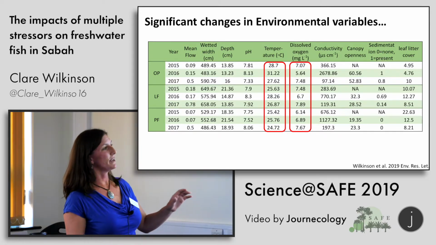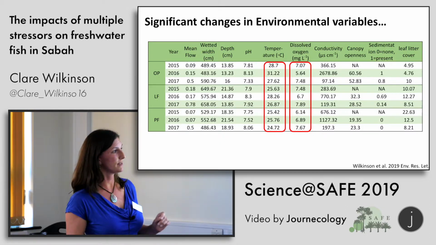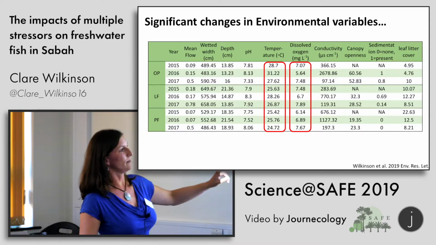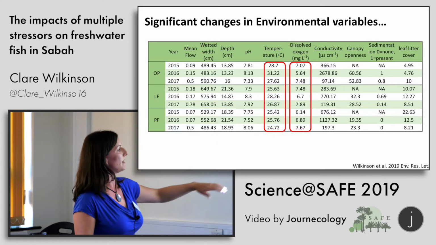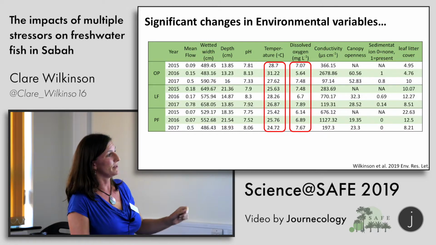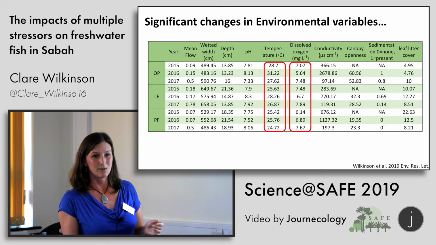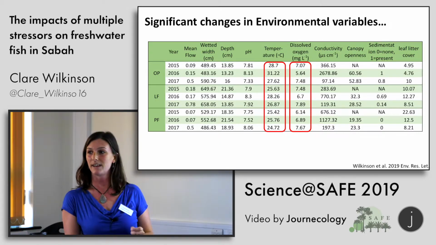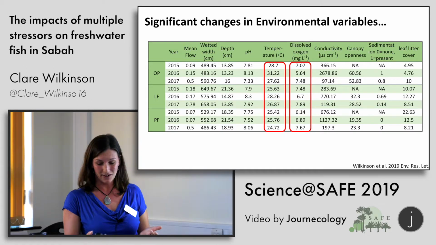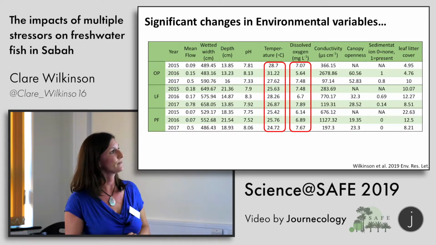So the table here shows just how different the environmental variables were, sort of before, during, and after the drought. So looking first at the temperature, you can see that in 2016, the middle row for each land use type, the temperature is significantly higher. And during the drought in oil palm, that temperature is up to 6 degrees higher than a usual rainforest stream, which is much higher than most climate change projections for freshwater ecosystems.